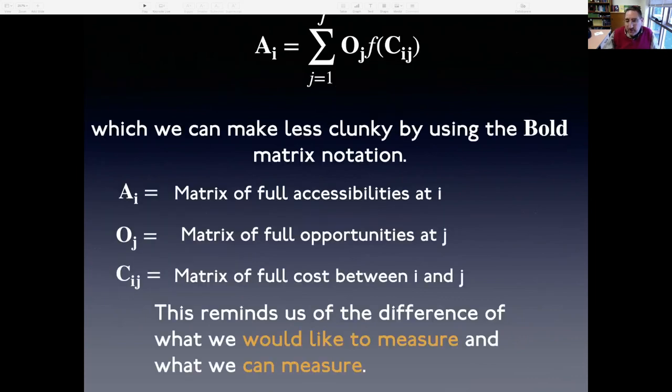But we could simplify this if we want to use a matrix notation and think of these as matrices and look at a bold matrix notation where the bold A sub i is the matrix of full accessibilities at i, O sub j is the full matrix of opportunities and various types of opportunities, and the bold C sub ij is the matrix of full costs between i and j. And so we can look at this and compare it to the original expression. They look almost the same, but this is the difference between what we would like to measure, which is everything, and what we can actually measure, which isn't everything, because some of these things are very hard to measure.